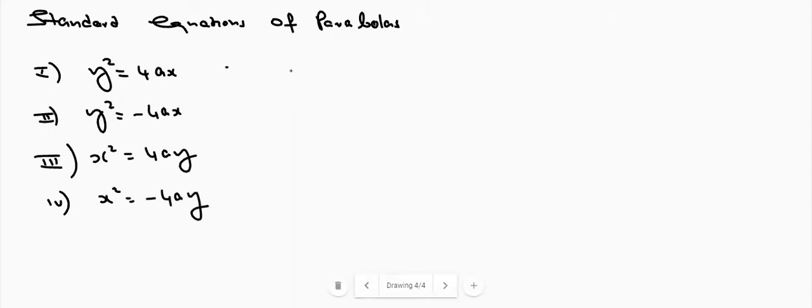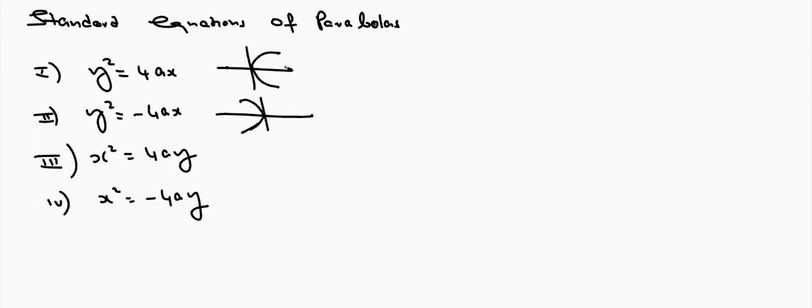The first type, y square equals 4ax, will be of this form, and the second one will be this. Here the axis is the positive x axis. In this the axis will be the negative x axis. In the third type, the axis will be the positive y axis, that is, it opens upward. Finally, the fourth type has the negative y axis as its axis and it opens downward. Okay, these are the four types of parabola.